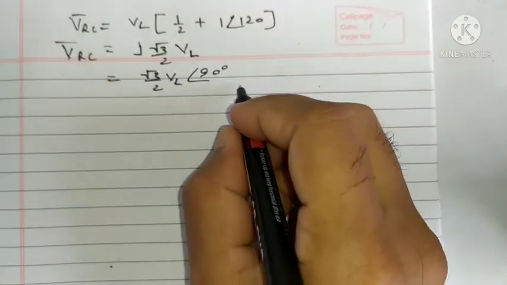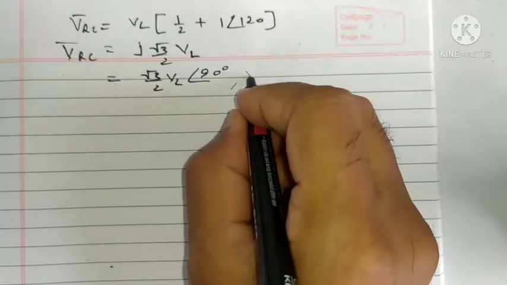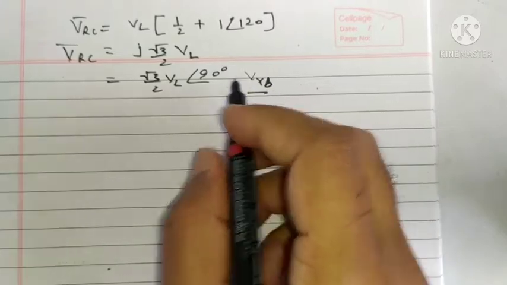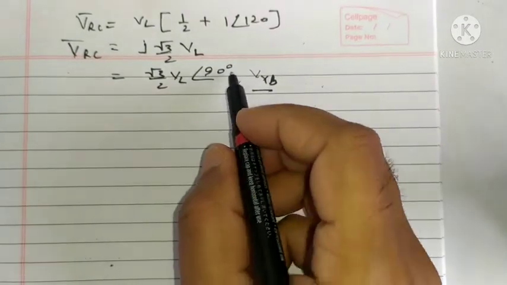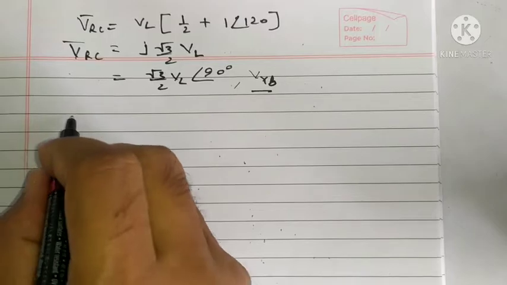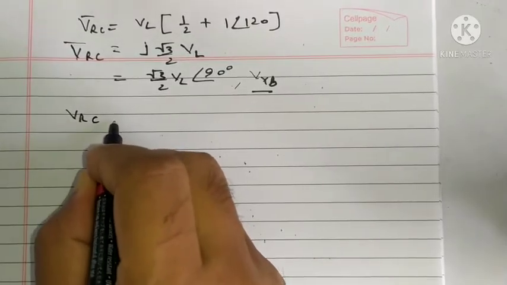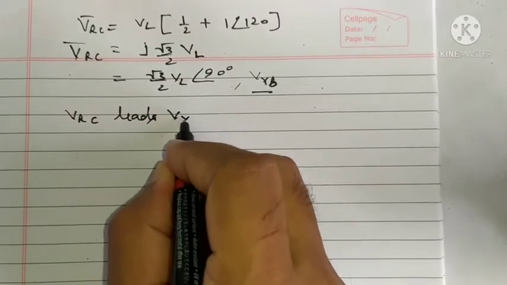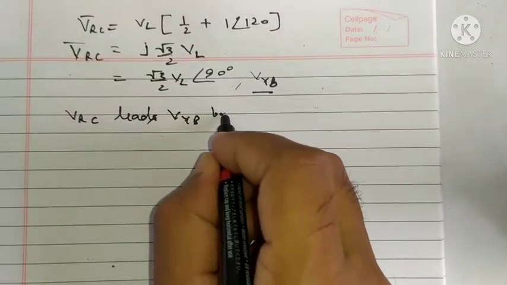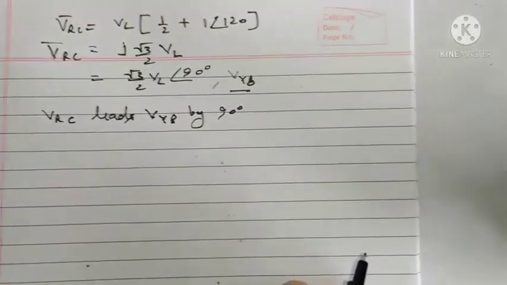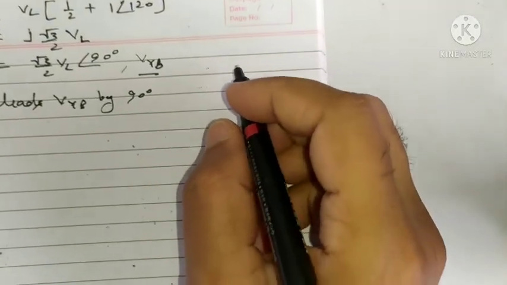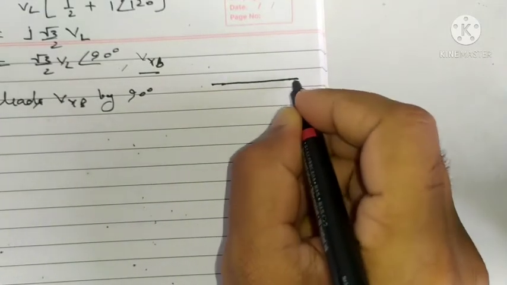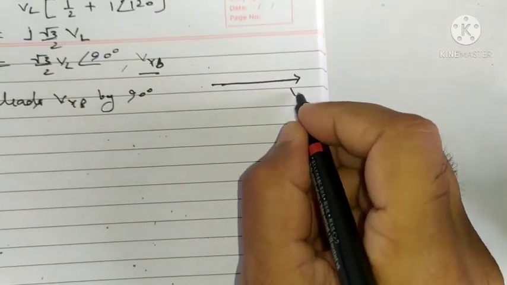So we have a reference as VYB with angle 0. So this is having 90 degrees. So I can write here VRC leads VYB by 90 degrees. Along with this, I can draw phasor, voltage phasor. Say this is VYB, right?